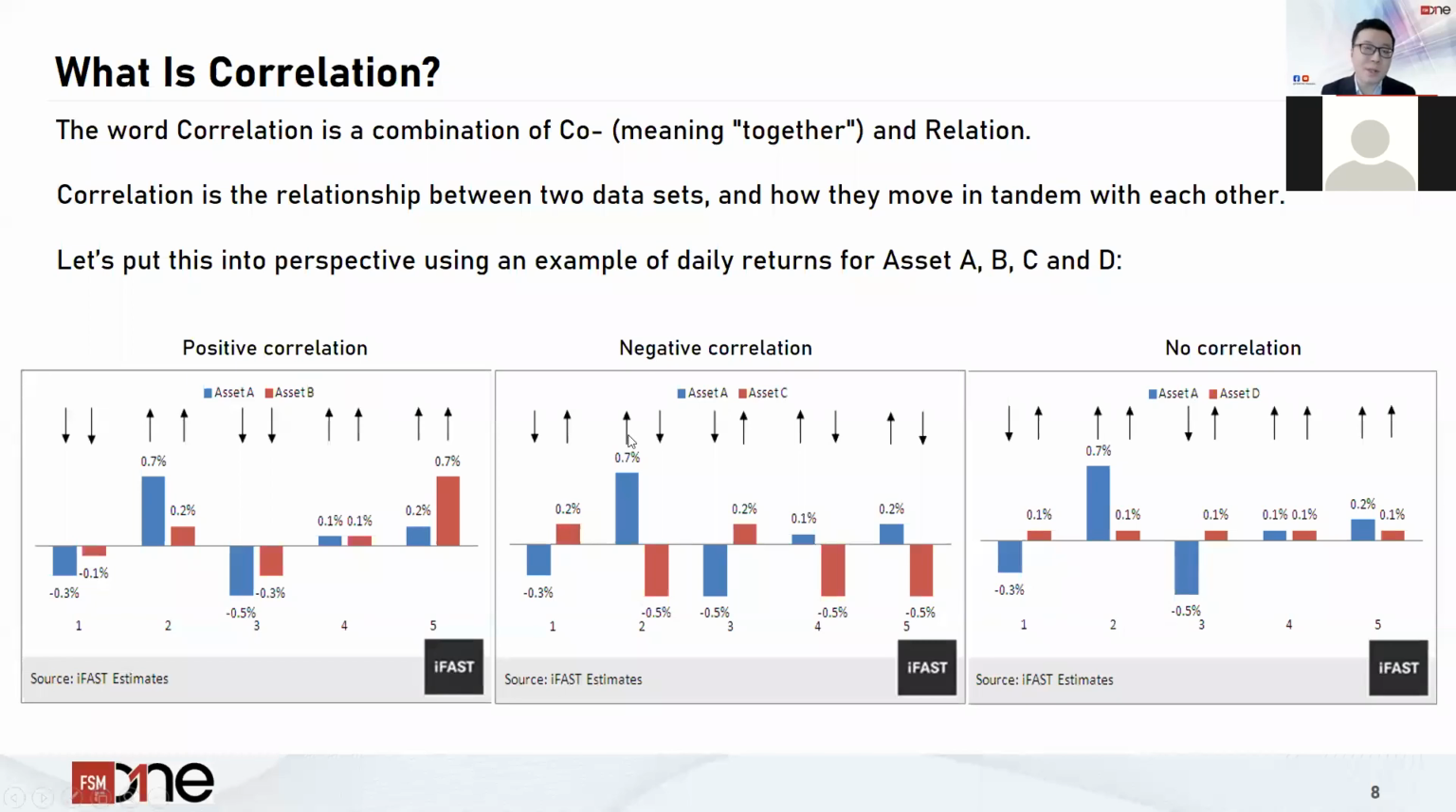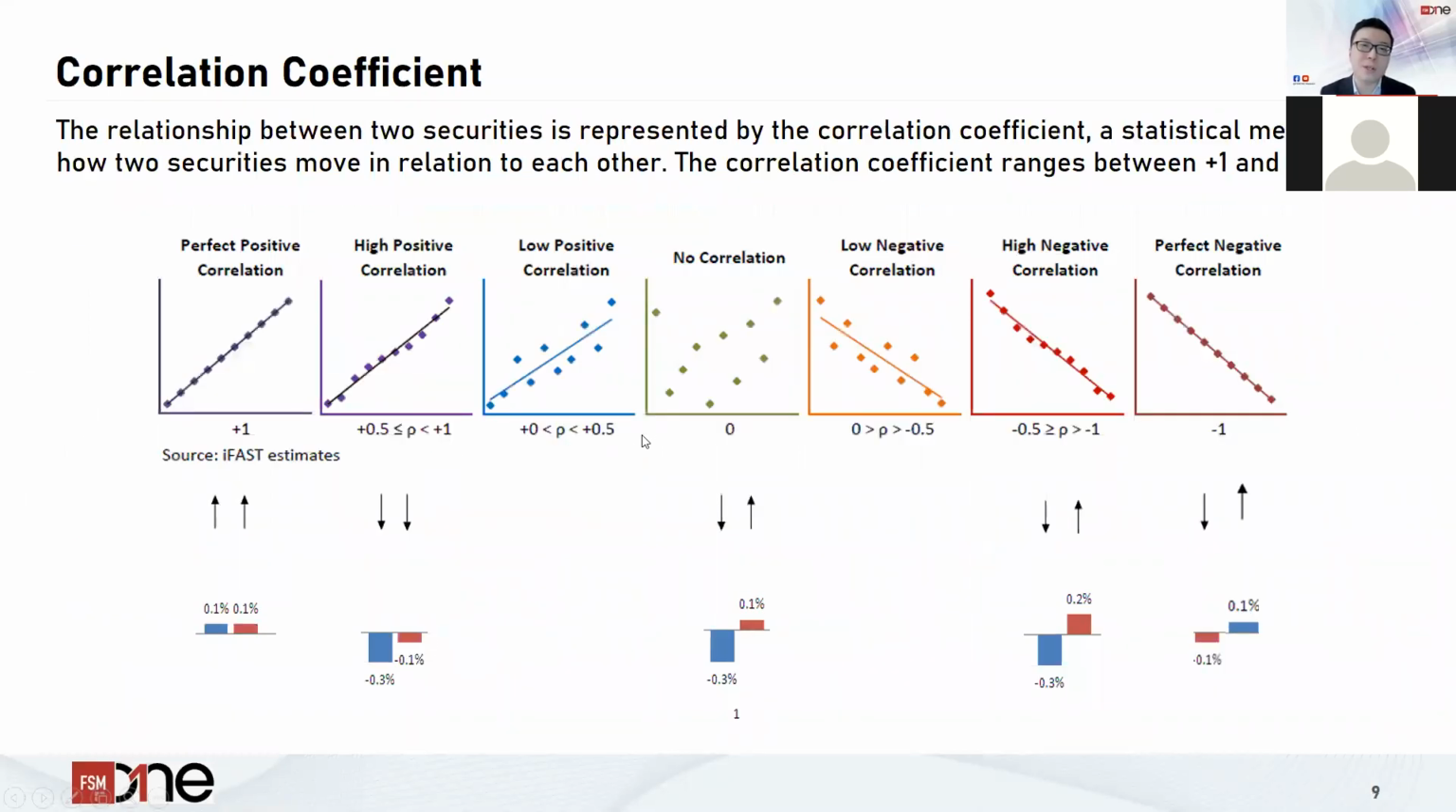We can measure the magnitude of the correlation using a term called the correlation coefficient. This statistical measure measures the relationship between two securities, and it usually ranges between +1 and -1. Firstly, we have perfect positive correlation, which has a correlation coefficient of +1. And all the way at the other end, perfect negative correlation, -1. And in between, if there's no correlation, it is 0.